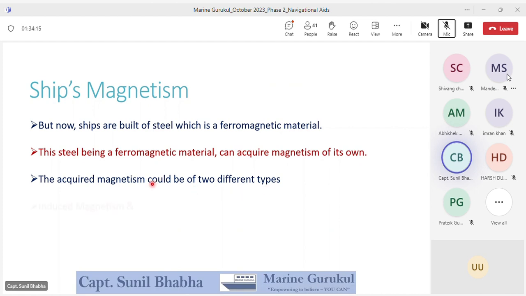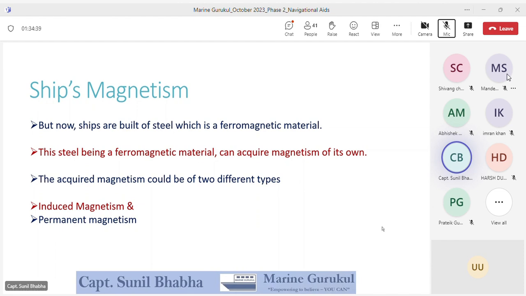And as we have already discussed, the magnetism acquired by the ship, by the steel of which the ship is made, could be either induced magnetism or permanent magnetism. So these are the two types of magnetism which could be present in the ship structure.